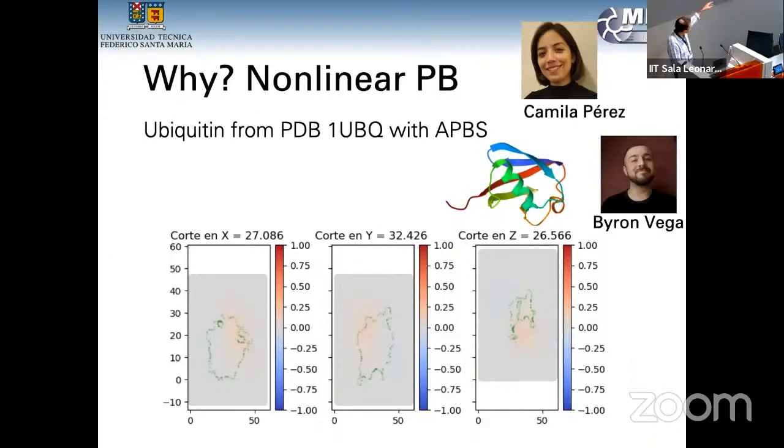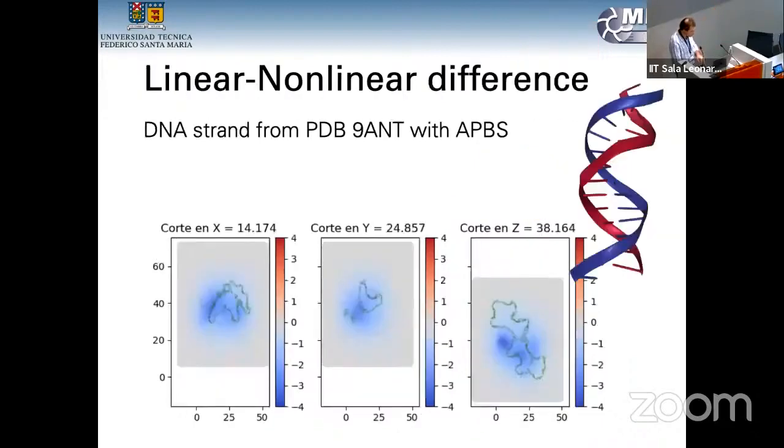And this is work by Camila and Byron, 2 students at home, and this is something we've been doing heavily with Marcia. These are essentially the difference between linear and nonlinear. For example, for ubiquitin, which is not too bad, the bars there are in kT over e. But if you look at something like a nucleic acid, like a DNA, the difference is much bigger. And so the good thing about finite elements is we can do nonlinear, but first we need to know where to mesh. So the question that we had, and this is where we're standing, I don't have a result yet, but this is where we're standing.